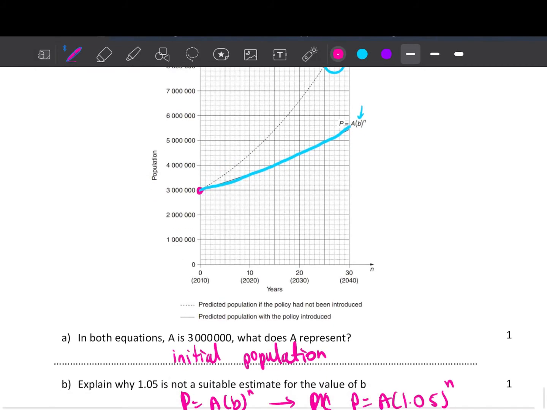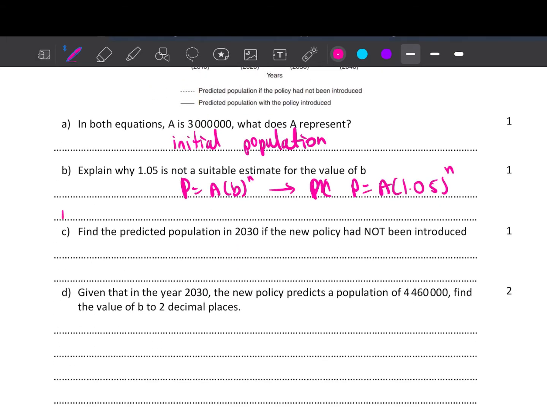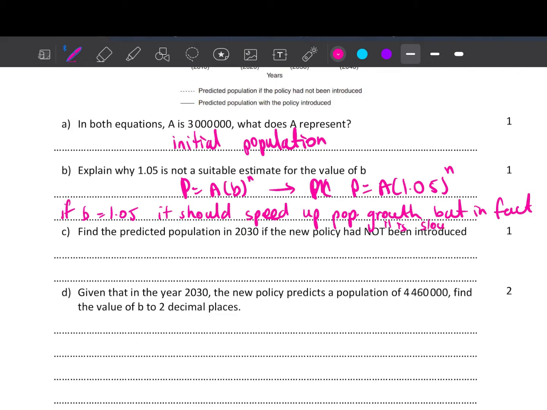So we will say if B is equal to 1.05, it should speed up population growth. But in fact, it is slowing down. So B must be less than 1.04, not greater than 1.04.